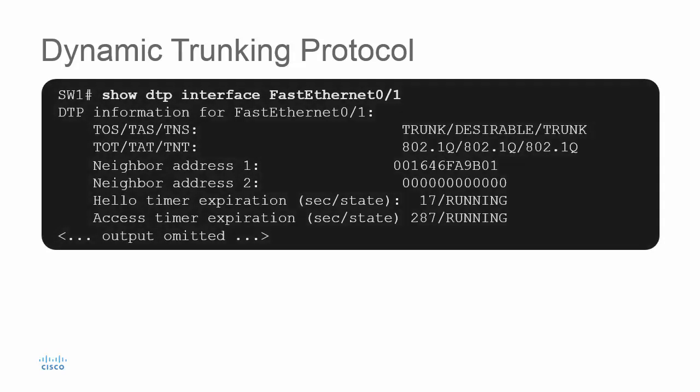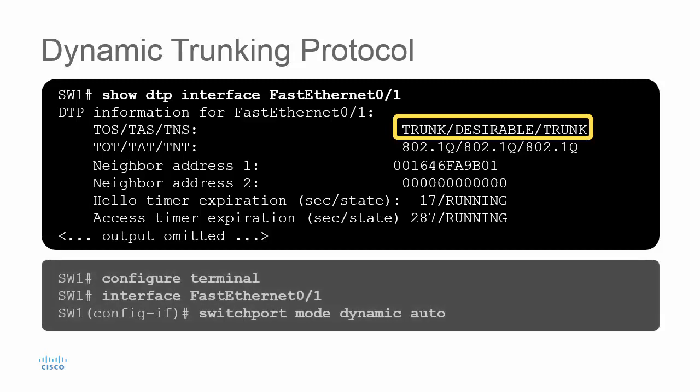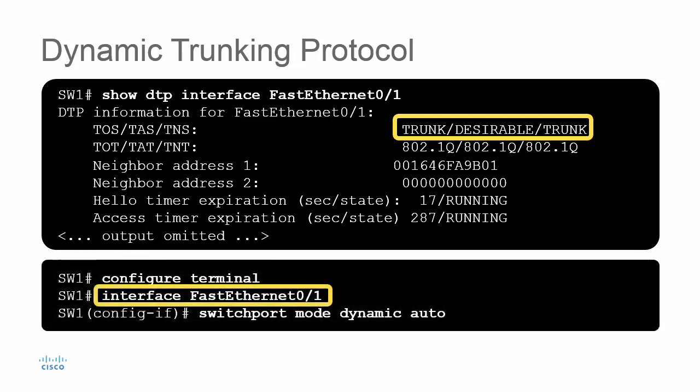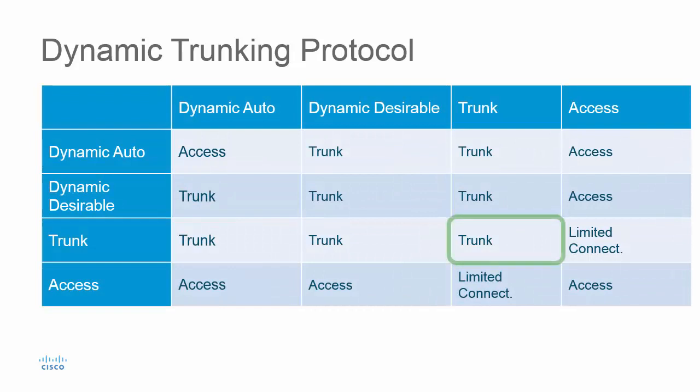If you want to see in which mode your interface is, you could use the show dtp interface command. Then, you can change the mode. For example, to change the DTP mode to Dynamic Auto, use the simple interface command, like you see here. Now, DTP is a neat protocol, but still, it's not recommended to use it when building trunk links. You should configure trunk links statically whenever possible.